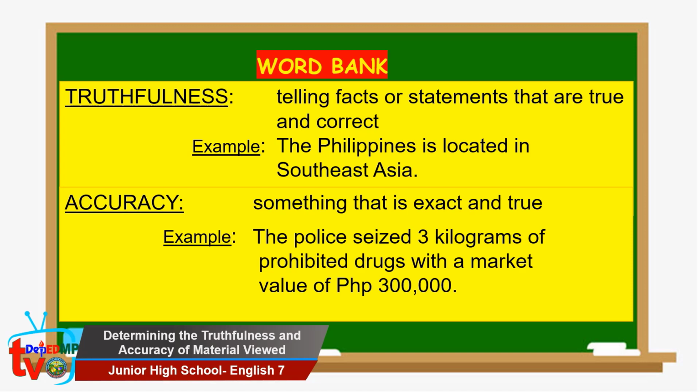Another is accuracy, something that is exact and true. Example, the police seized 3 kilograms of prohibited drugs with a market value of 300 pesos. The sentence tells an accurate weight, which is 3 kilos, and an exact amount, which is 300 pesos.